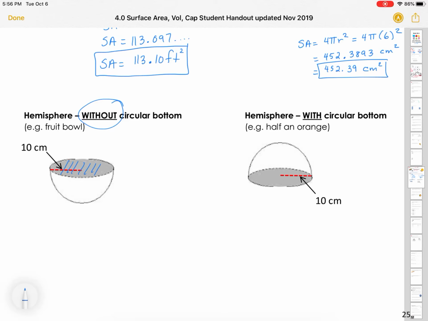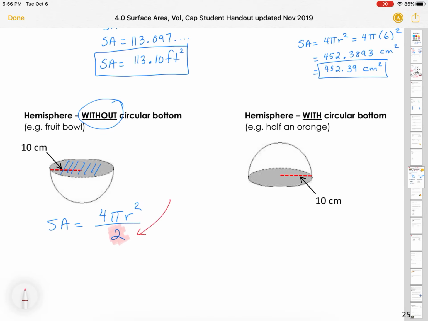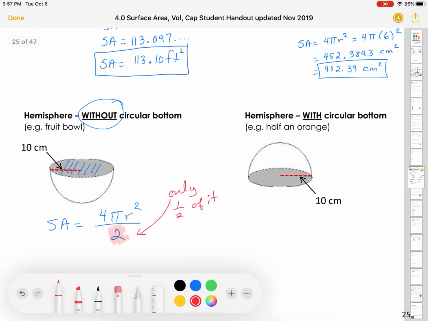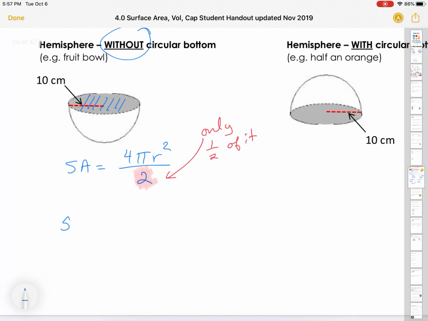So all we have to do is we have to take half of our surface area because we only have half of a globe. So surface area will be 4 pi r squared over 2. So we basically divide it by 2 because there's only half of it. Okay, so by dividing it by 2, we're taking half of that value, right?